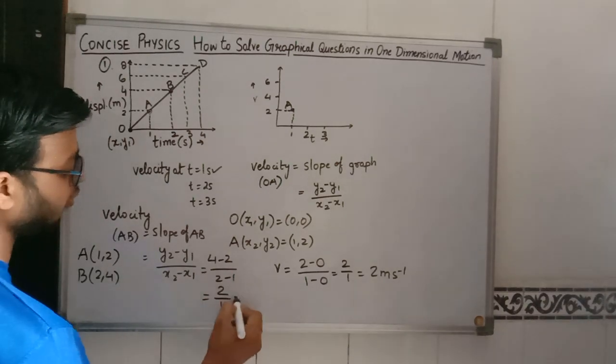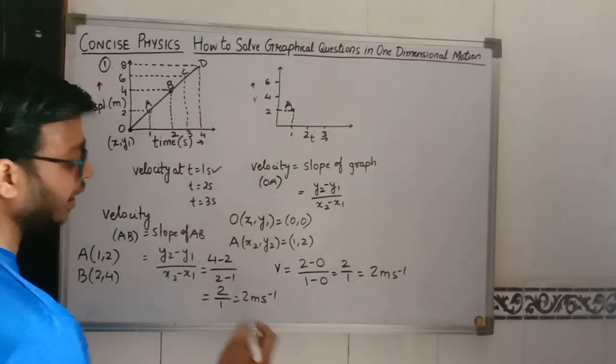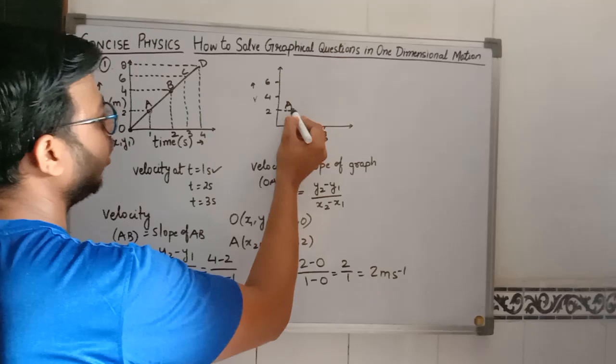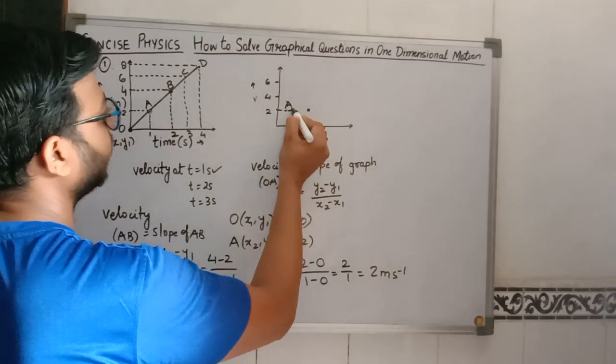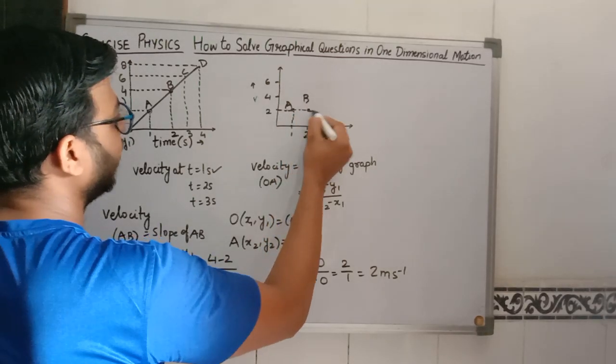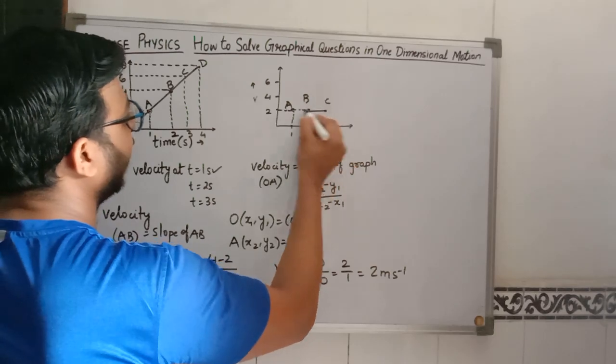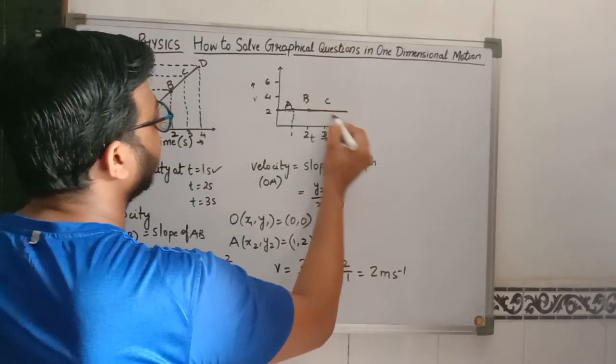So again 2 upon 1. Similarly 2 meter per second again. So again at 2 seconds the velocity is coming 2. Similarly when we find up to point C, again it is 2. So the graph finally becomes like this.